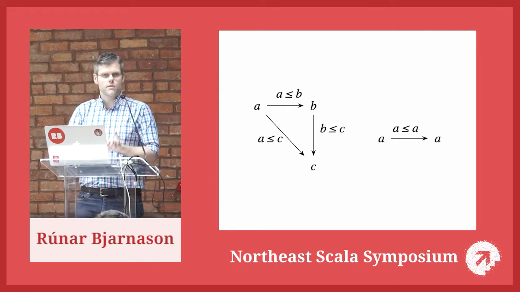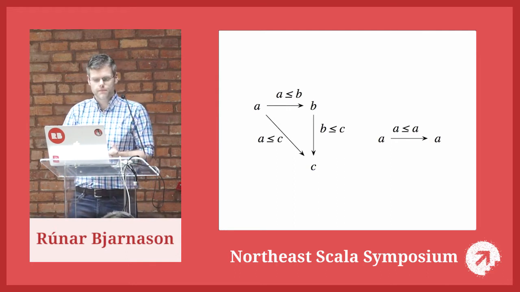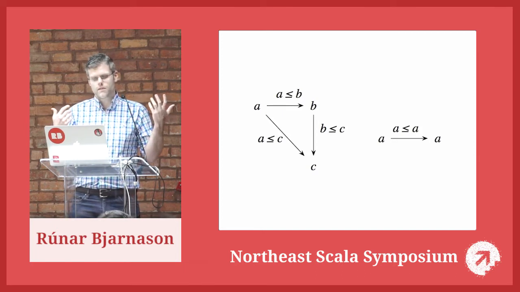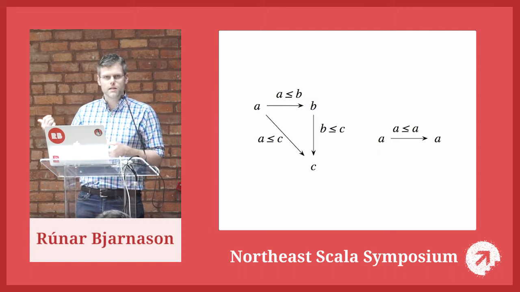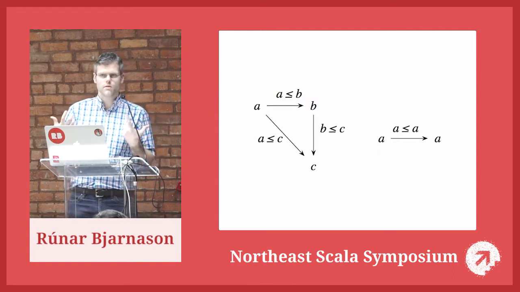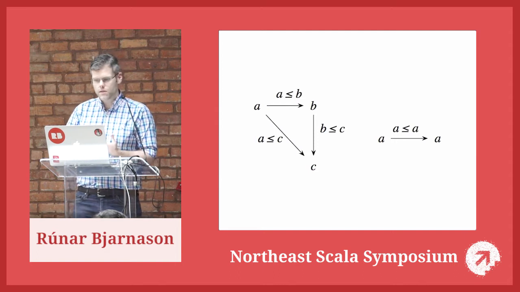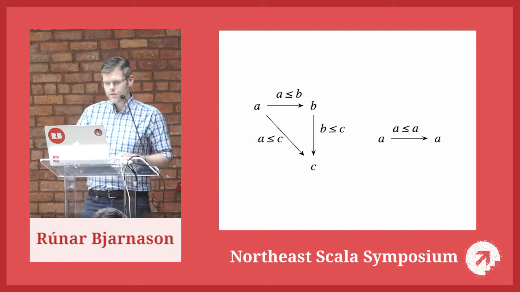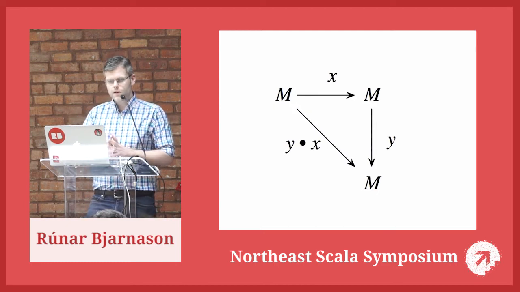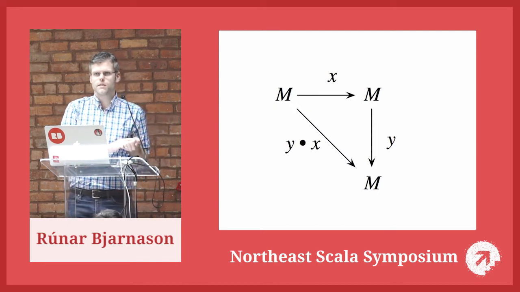For example, the integers form a category like this, where if A is less than or equal to B, then there's an arrow from A to B, so the arrows point up. And there's an identity arrow on every integer because every integer is less than or equal to itself. Cool, so that's another kind of category. Another kind of category is a category with only one object.